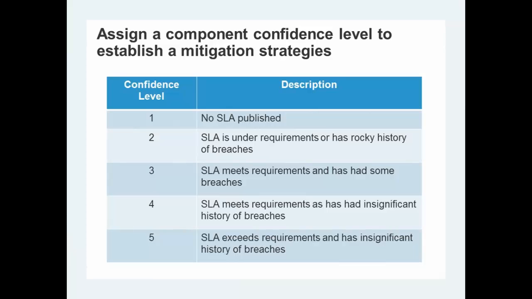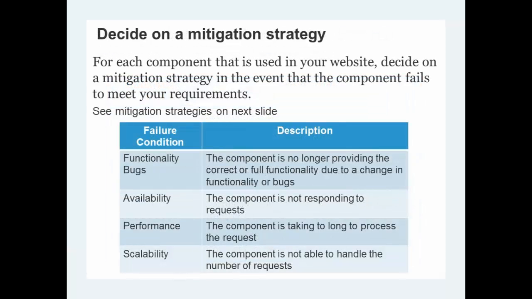So this is the confidence level I was talking about. You assign every component in your architecture a confidence level. Okay, so 1 to 5. 5 means the SLA exceeds your requirements, and it has an insignificant history of breaches. So this is ideal. You can't always find 5s. Sometimes it's going to be okay to use one that's a 1 or a 2, but you have to have a mitigation strategy. And here's how you decide on a mitigation strategy. For each component that's used in your website, choose one of these mitigation strategies that's on the next slide after you choose a failure condition.